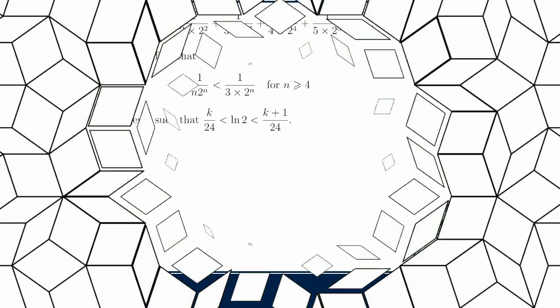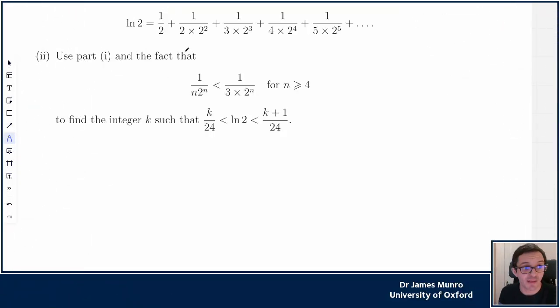That's part 1. Part 2, I'm told to use part 1, that expression that we just found at the top of the screen there, and the fact that for n bigger than or equal to 4, 1 over n 2 to the n, that's these terms, isn't it? If I put in 4, that's 4 times 2 to the 4, which is this thing here. And if I put in 5, that's 5 times 2 to the 5. Okay, use the fact that those are small, those are all less than 1 over 3 times 2 to the n. Do I believe that? Yes, because n is big. Okay, right, fine. Use this fact that these terms are small.